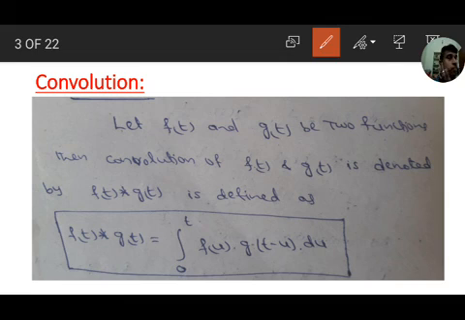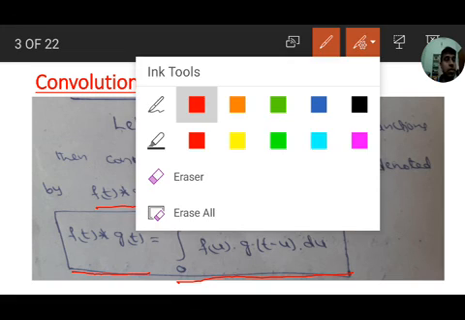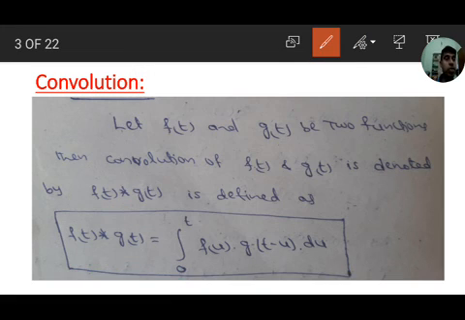Let us repeat. Let f of t, g of t be two functions, and their convolution is denoted by f of t star g of t, and it is defined as f of t star g of t equal to the integration from 0 to t of f of u into g of t minus u du. It is the convolution of two functions.